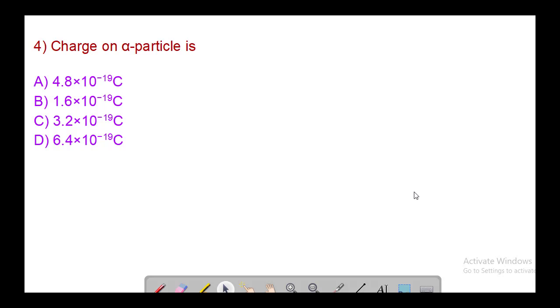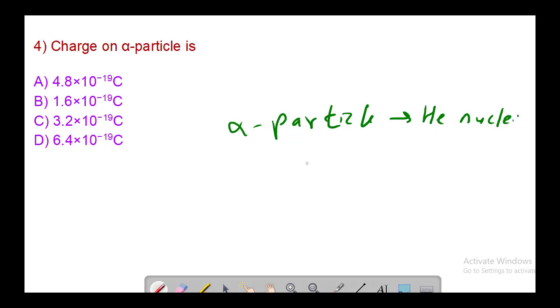Charge on an alpha particle is? Now alpha particle is actually the helium nucleus, and the atomic number of helium is 2. It means in the nucleus of helium there are 2 protons and 2 neutrons. We are only talking about the nucleus, not the entire atom. The helium atom as a whole, with electrons, protons, neutrons, is electrically neutral, but we are talking here about only the helium nucleus. So it has 2 protons and 2 neutrons. Neutrons are chargeless, and a proton carries a positive charge.